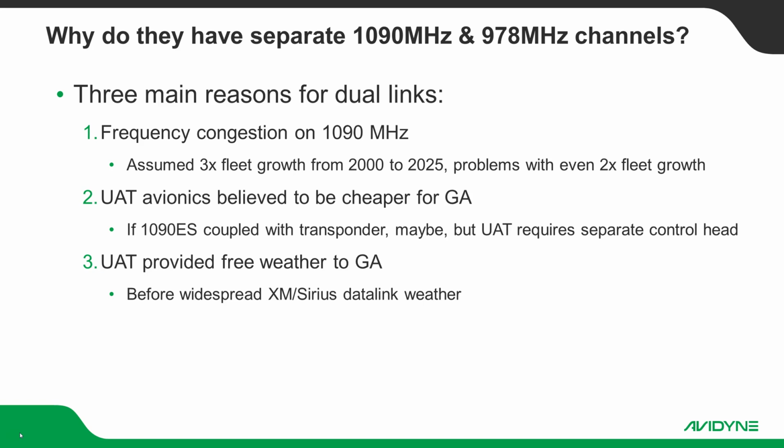It was targeted primarily at the light GA market, because there is a mandate that if you're flying above 18,000 feet, you have to have a 1090 solution. If you're flying below 18,000 feet, you can have either a 1090 or a 978.